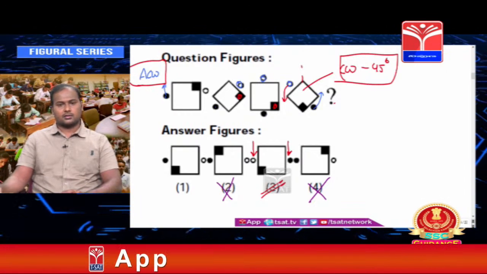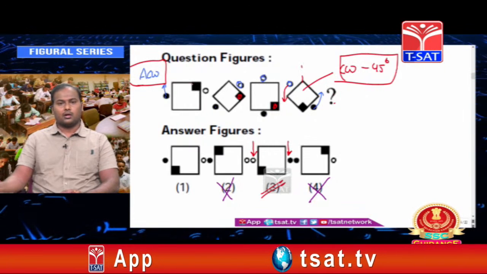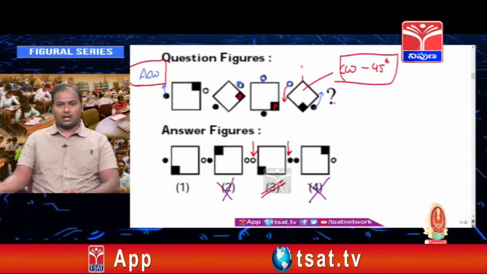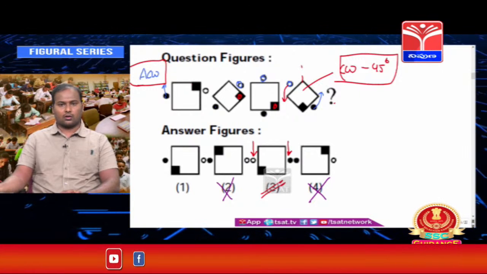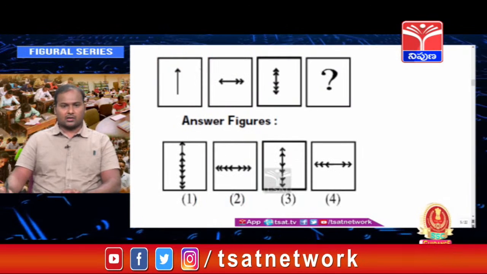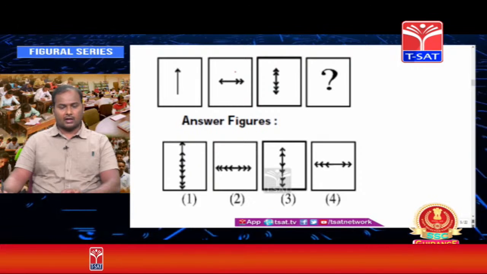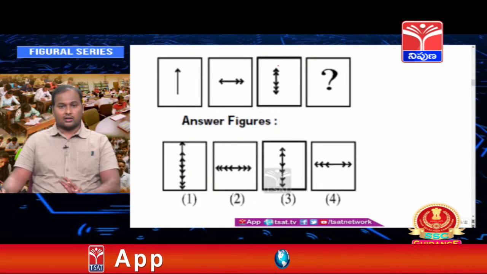Sometimes in other questions, the inner circle will move clockwise whereas the outer circle will move anti-clockwise, or both will rotate anti-clockwise, or both clockwise. So this also will happen. In this particular question, look at the change from one figure to the next figure and this figure to the next figure. There are two changes.